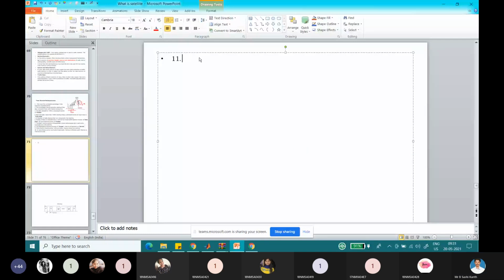the 11th point. In TDMA implementation, the earth station transmitting data should synchronize with the satellite that receives the data simultaneously, at the same time. I'll write it as same time.